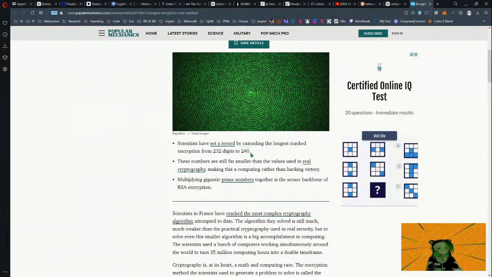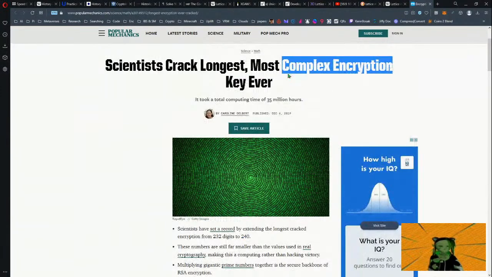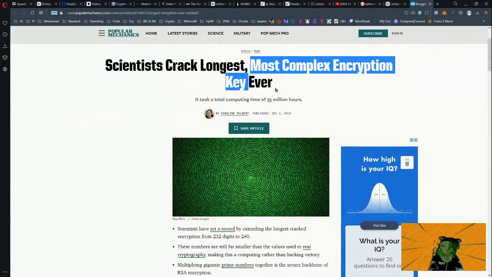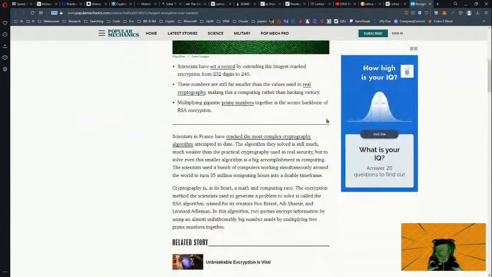But we're almost at the point where they're able to actually crack these extremely long hashes, these very complex encryptions. Now keep in mind, this is the most complex encryption key ever cracked. Not the most complex ever to exist, just the most complex ever cracked. I want to point that out, because this isn't failure. This is cracking. We spent a long time today talking about how these systems, these methods, all this stuff can fail. It can break. It can be cracked.